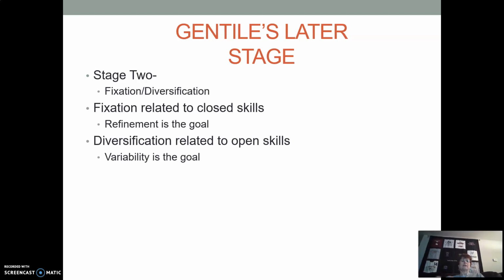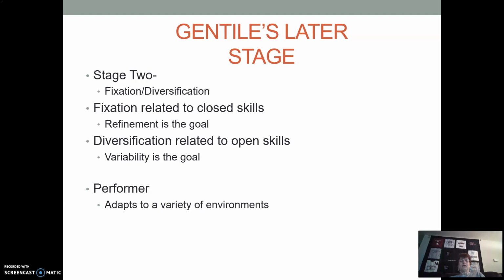So for the basketball jump shot, for instance, now I'm dribbling down the court, faking a pass, I'm jumping and shooting, maybe 10 feet in, 12 feet in, change my distances, change my areas on the court, change whether I'm dribbling or I'm catching a pass, change if someone's guarding me. So diversification is basically looking at how many different ways can I perform this open skill, and what ways may I have to do that in a game-like situation. So fixation and diversification are the two terms used in Gentile's later stage.